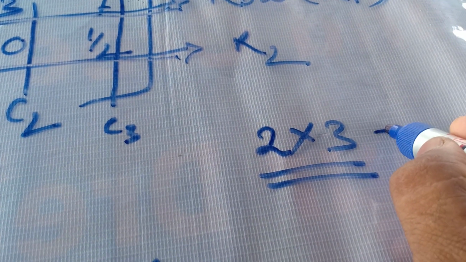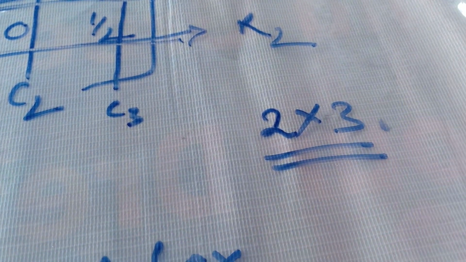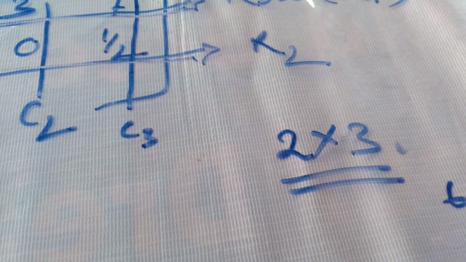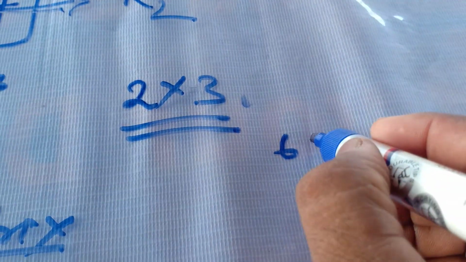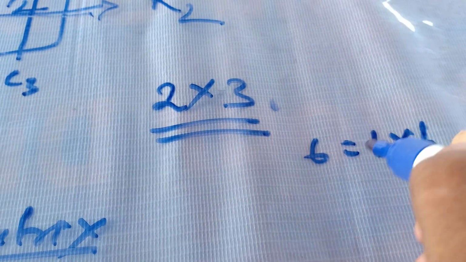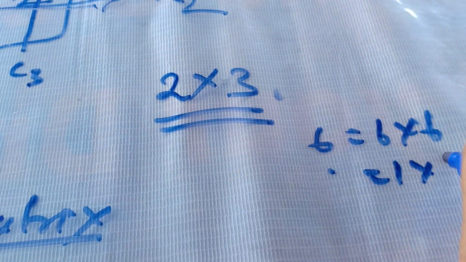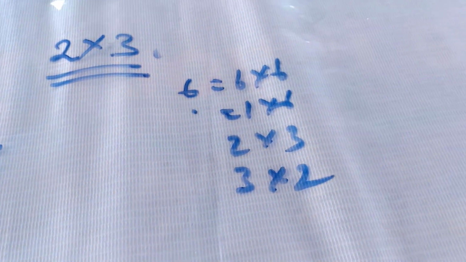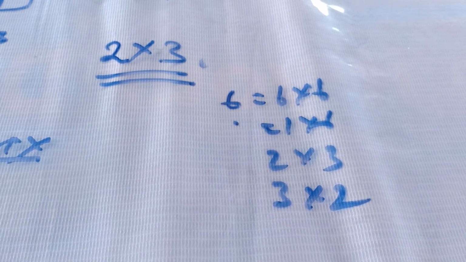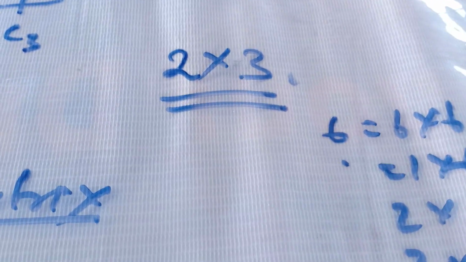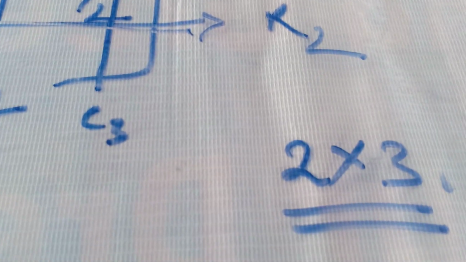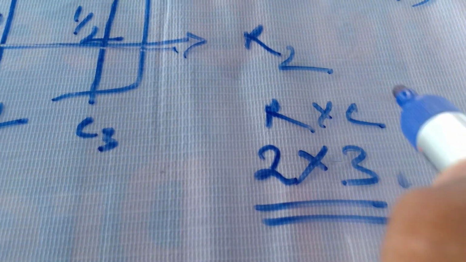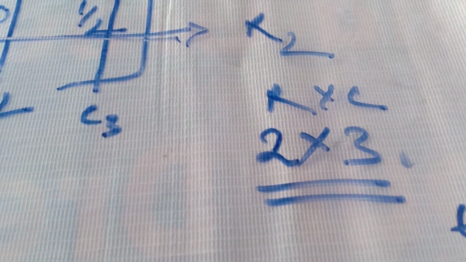It can't be written as 6. 2 and 3, 6, you cannot write. Order of the matrix 6 you cannot say, because 6 has so many factors, like 6 into 1, 1 into 6, 2 into 3, 3 into 2. This all cannot confirm to you how many rows and how many columns. That's why if you write 2 into 3, this clearly indicates that there are 2 rows, always rows into columns, not reverse.